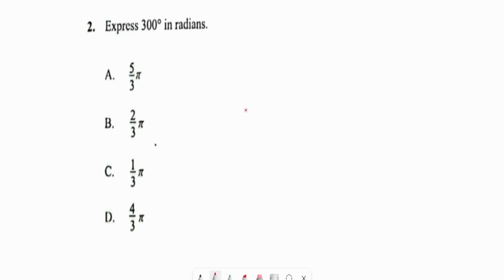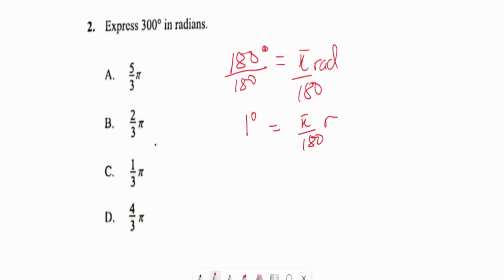Let's start with the fact that 180 degrees equals pi, or 1 pi radian. So that is the initial relationship, that 180 degrees equals pi radian. Now we are going to turn this 180 degrees into 300 so that we can see its equivalent in pi. The next thing we are going to do is divide both sides by 180. So 180 divided by 180, that means 1 degree will be equal to pi over 180 radian.